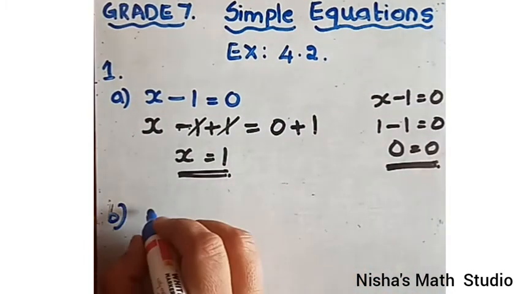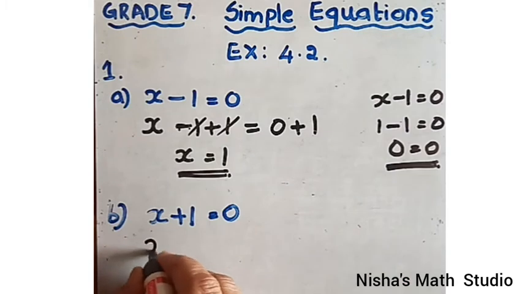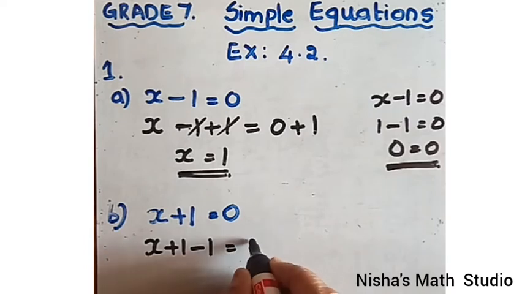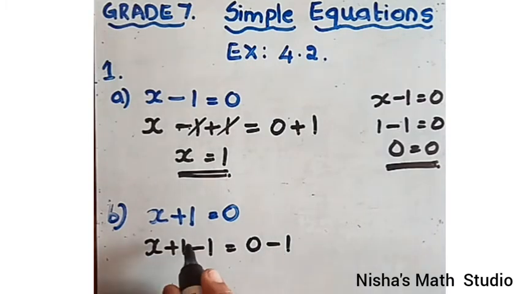Question number B. x plus 1 is equal to 0. Now, we have x plus 1 on the left hand side. Our intention is to keep only the variable on one side. So, I have to eliminate this plus 1. In order to eliminate plus 1, I have to add the inverse, minus 1. So naturally here also, 0 was already there, minus 1. Again plus 1 minus 1 get cancelled, the x value remains here, x is equal to 0 minus 1, which is minus 1. So the value of x is minus 1.